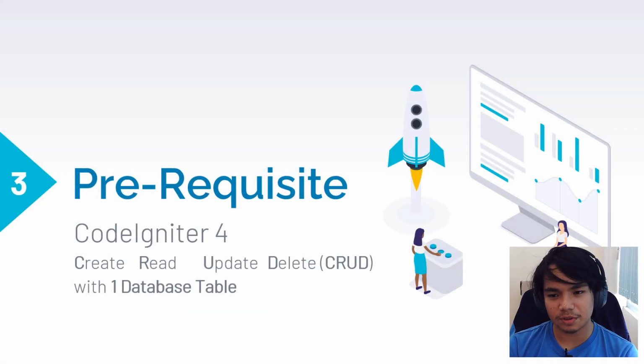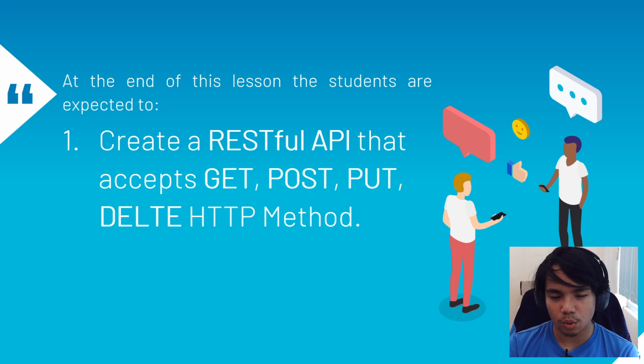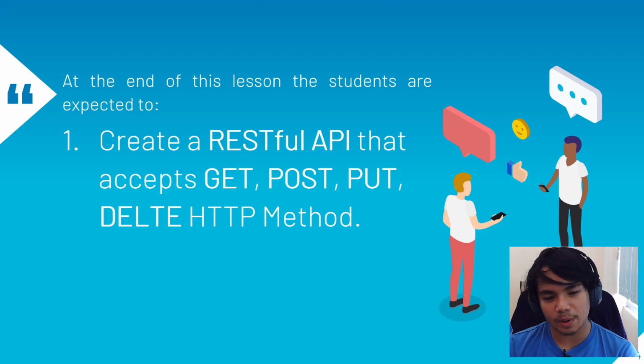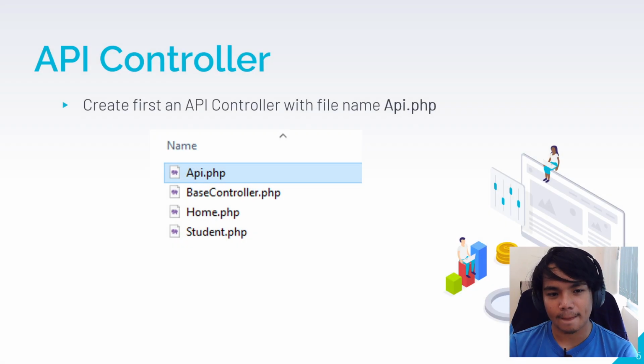So the prerequisite of this lecture video will be the CodeIgniter for CRUD operations with one database table. You will see those in the card above. At the end of this lesson, the students are expected to create a RESTful API that accepts get, post, put, and delete HTTP methods.